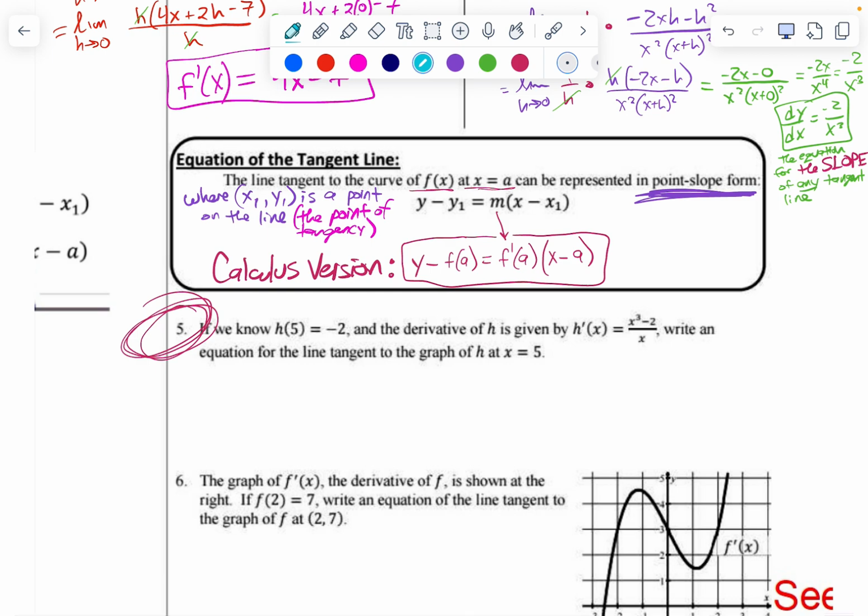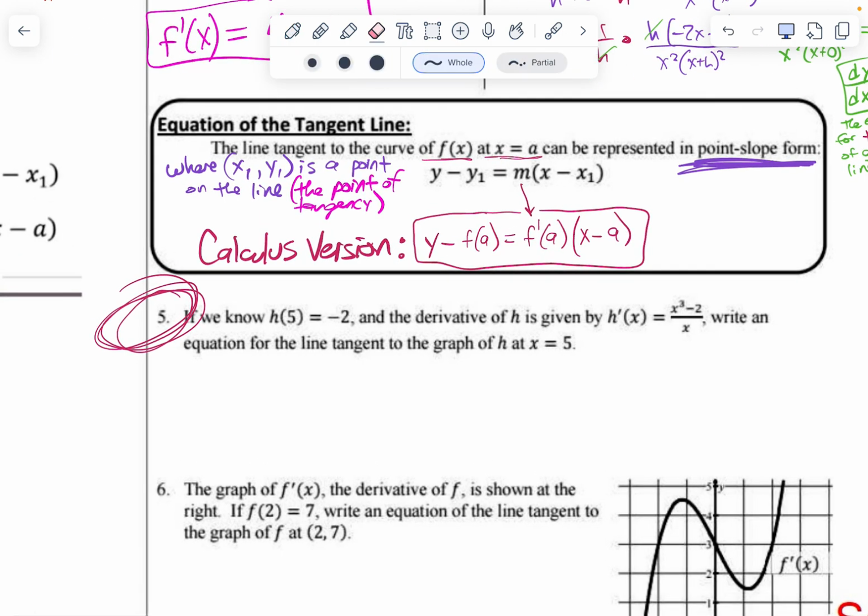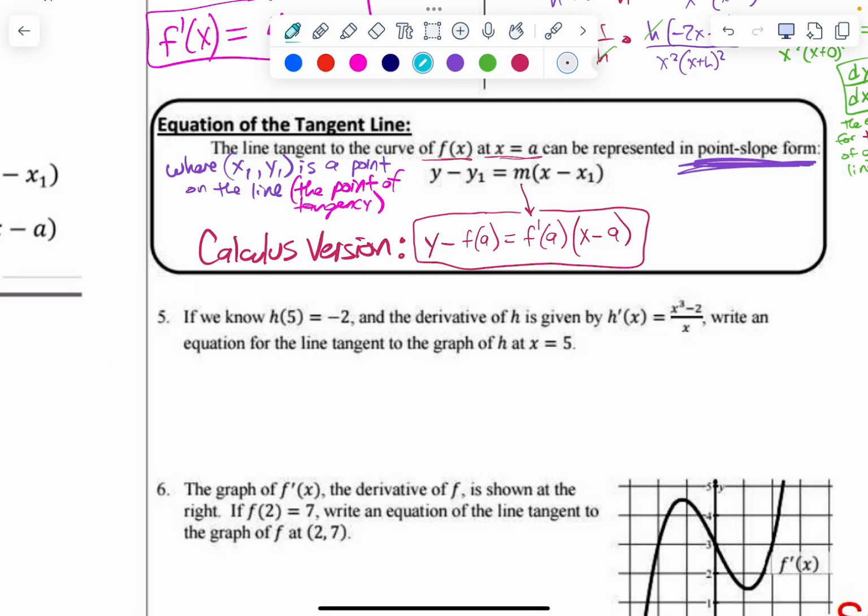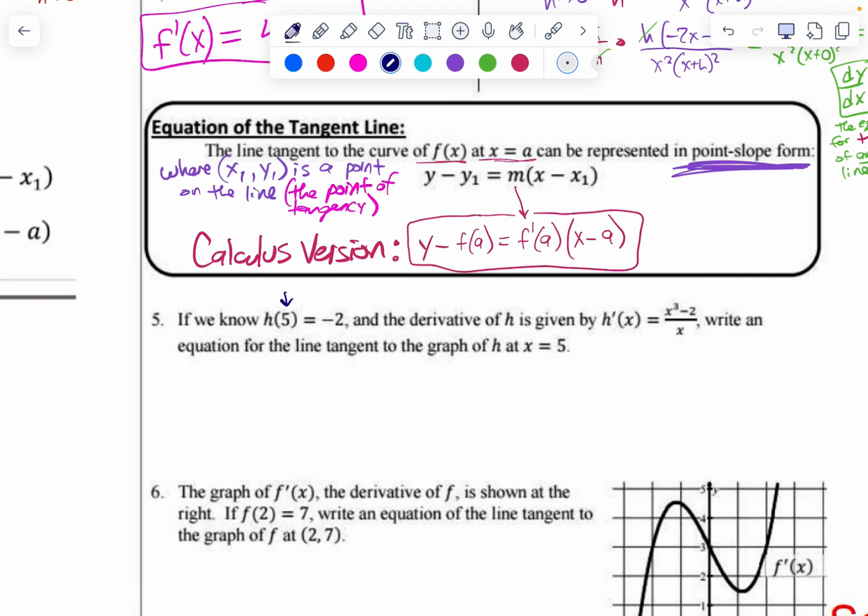Okay, so let's do number 5. Hopefully you tried it last night and maybe you did good on it. If we know h of 5 equals negative 2, that just gave us 2 important parts of our equation. Did you see that? This is x. This is f of x, or f of a. Let me keep consistent with that notation for this one. This is a, this is f of a. So we already know those 2 things.